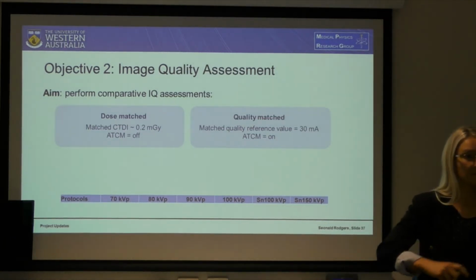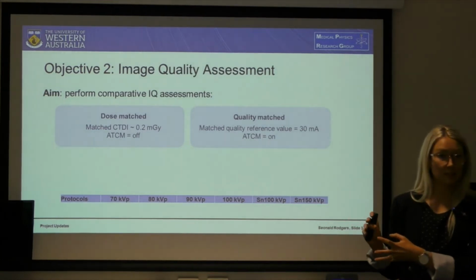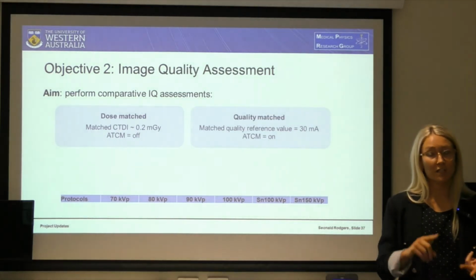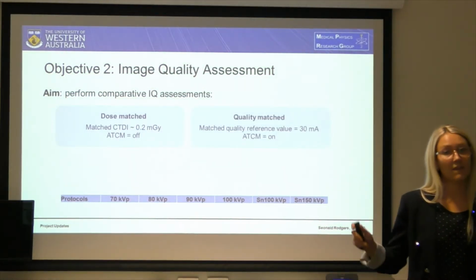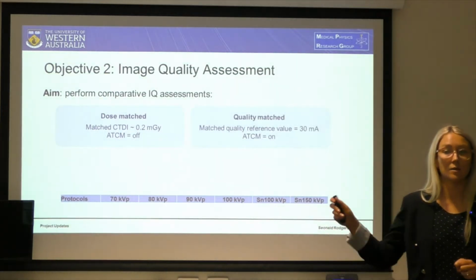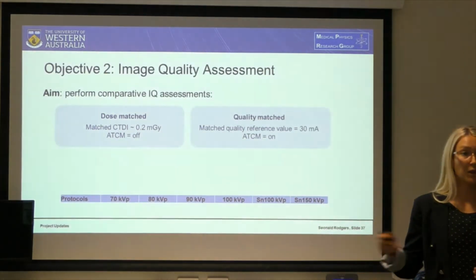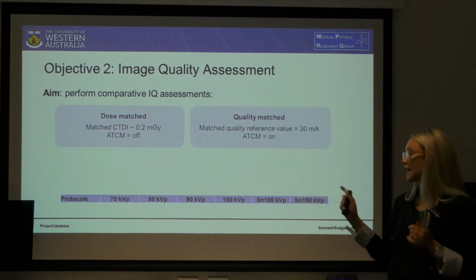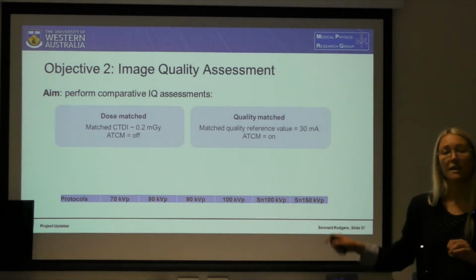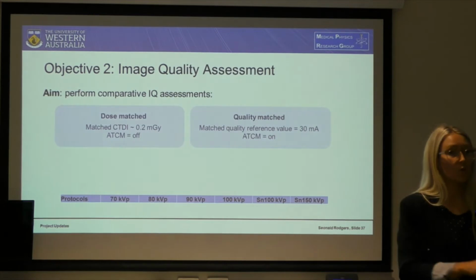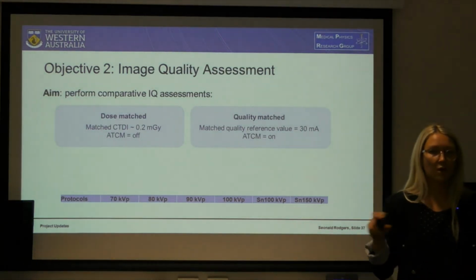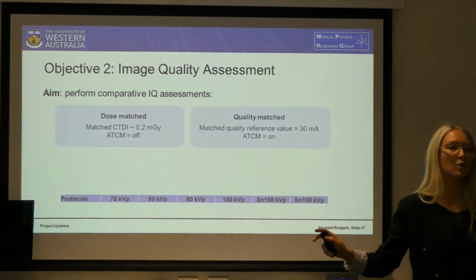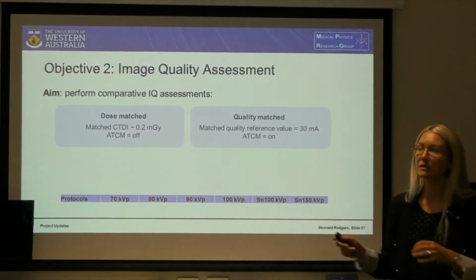So I did this in 2 parts. Firstly, I did a dose matched assessment where all of the automatic settings of the CT were switched off. The filtration and the kVp were manually selected. The mA was adjusted to match the CTDI to be as close as possible to 0.2. Now, I chose to select as many protocols as possible, so I did 70, 80, 90 and 100 kVp without tin filtration, and 100 and 150 kVp with tin filtration. Now, these protocols are separate, and it's hard to explain by beam energy, so I'm just going to call them all different protocols. So these are the protocols that I tested.